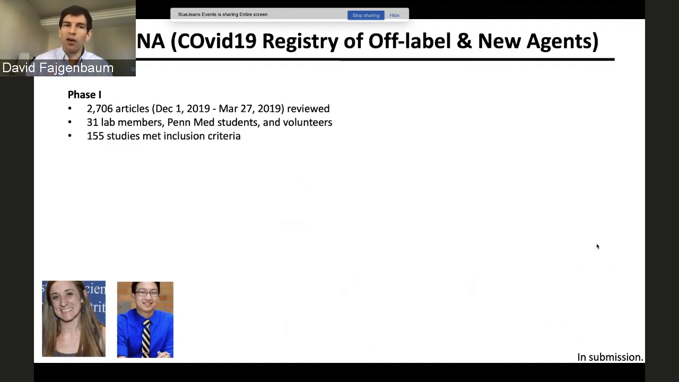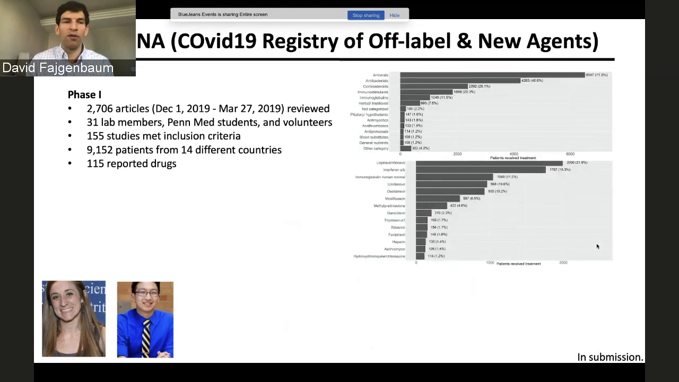We identified 155 studies that met inclusion criteria, which is that they reported the use of an off-label drug or an experimental agent given to humans with COVID-19. So this is a registry of humans who have received a drug, not in vitro data. And we found data on over 9,000 patients from 14 countries who received some drug with the intention of treating COVID-19, and we found a total of 115 different drugs were reported.